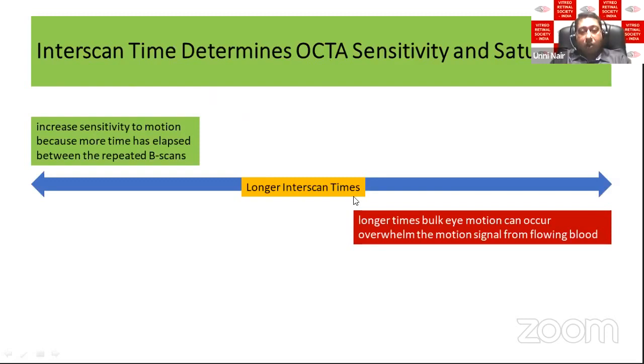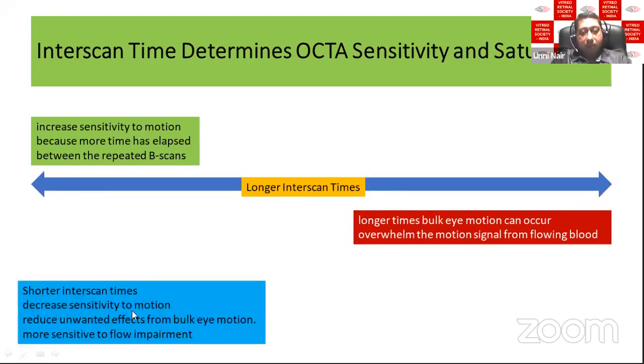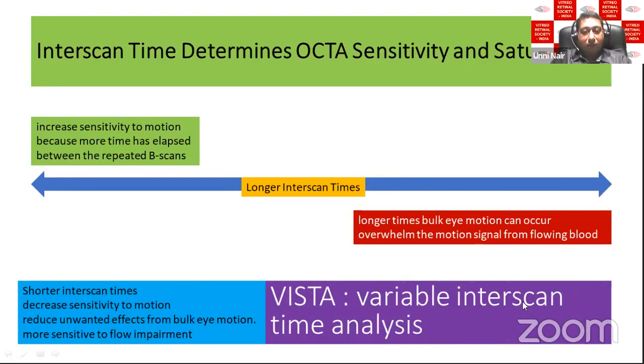When there is a very long interscan time, that is between scans, the chances of it picking up the motion of an RBC is more, and therefore it's called increased sensitivity to motion. However, longer scans can also be affected by eye movement or eye motion. A shorter scan has decreased sensitivity, that's converse, but the untoward effects of bulk eye motion are not there. Newer concepts like VISTA, or variable interscan time, where you can vary the interscan time of a machine between fast or longer scans or smaller scans, are coming up.